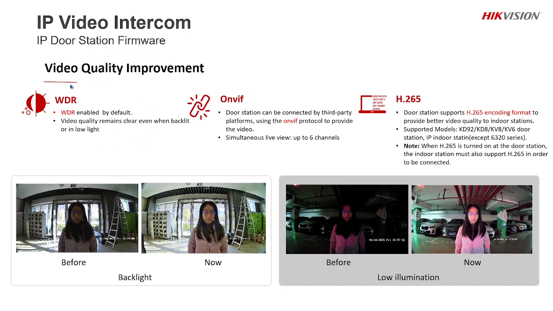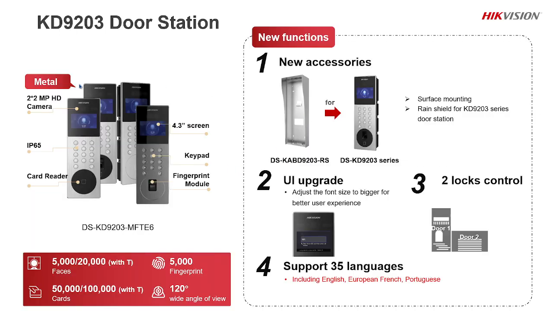Then in terms of video intercom, we also introduce the firmware to improve WDR, which is enabled by default to suppress backlight and give us better illumination, even in low light performance. Then we have the 9203 door station, which is metallic, quite rugged and rigid for outdoor setup. Then it has a UI upgrade, so you can set the phones and all that. Then you can set it supporting 2 locks at the same time.